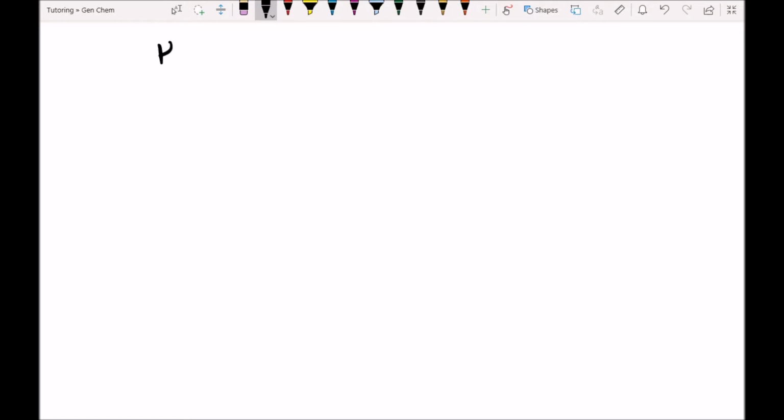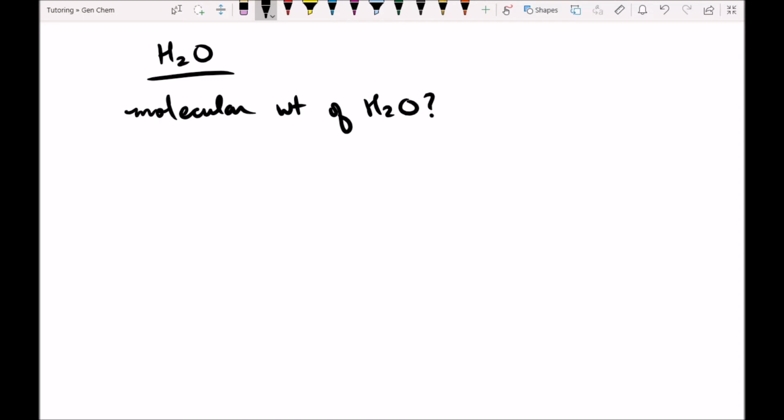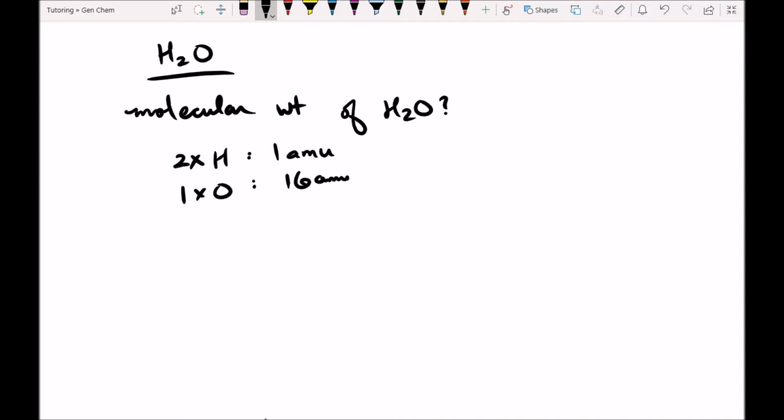As an example for this calculation, let's look at water, H2O. So the molecular weight of water, we have two H's at 1 AMU each, and one O at 16 AMU. We get those straight off the periodic table. I'm rounding. And what we get is 18 AMU is the molecular weight of water.